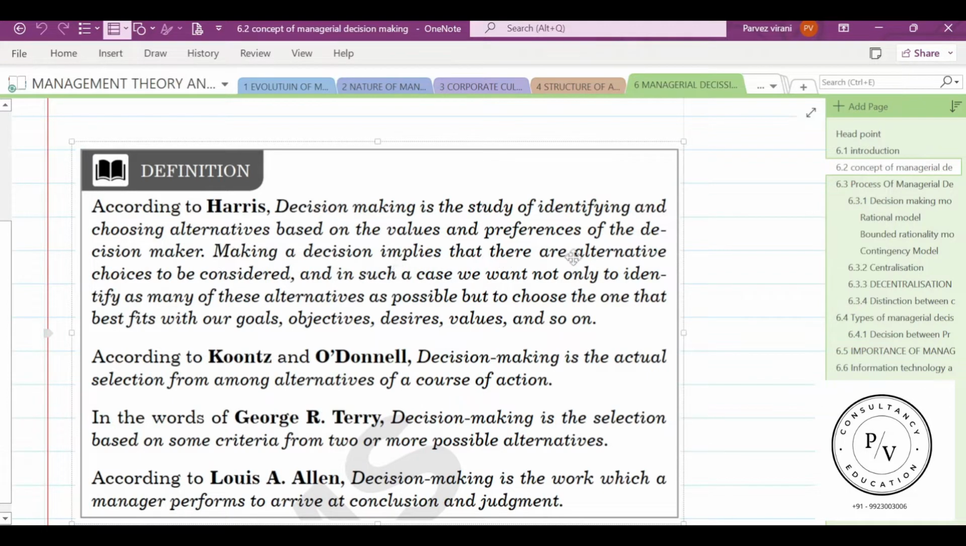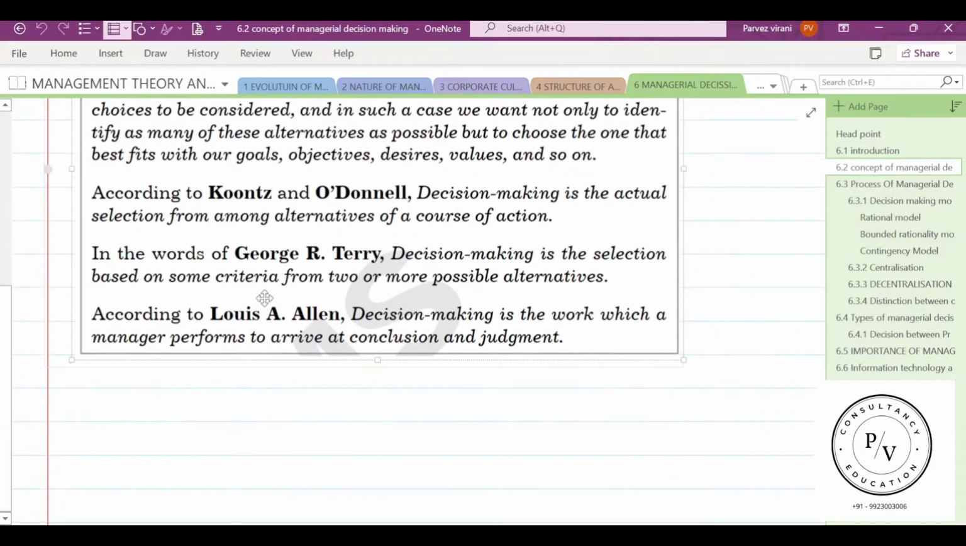Making a decision implies that there are alternative choices to be considered, and in such cases we want not only to identify as many of these alternatives as possible, but to choose the one that best fits with our goals, objectives, desires, values, and so on. According to Koontz O'Donnell, decision making is an actual selection among the alternative courses of action. In the words of George Terry, decision making is a selection based on some criteria from two or more possible alternatives.